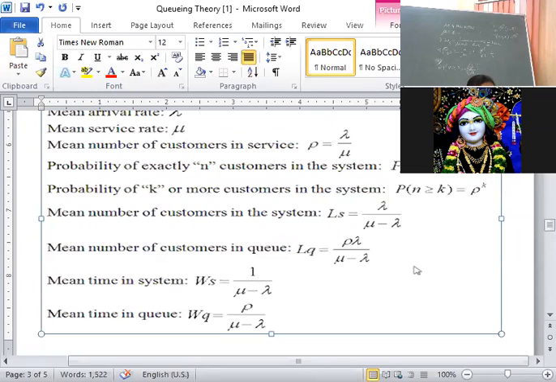Sir, please. Okay, ma'am. Ma'am, in the statement, the system counts the people who are currently being served and those who are waiting in queue, na?